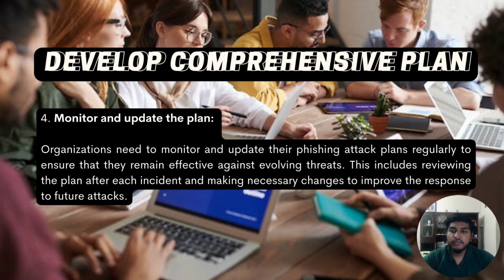This includes reviewing the plan after each incident and making necessary changes to improve the response to future attacks. So the plan has to be enhanced frequently to ensure alignment with legal and regulatory requirements.